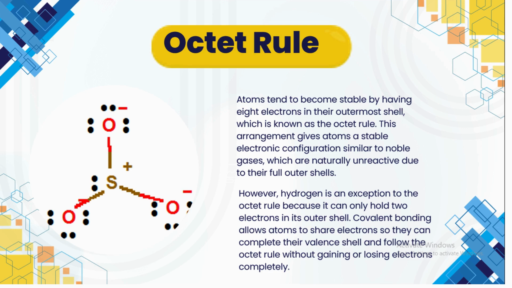Covalent bonding allows atoms to share electrons so they can complete their valence shell and follow the octet rule without gaining or losing electrons completely.